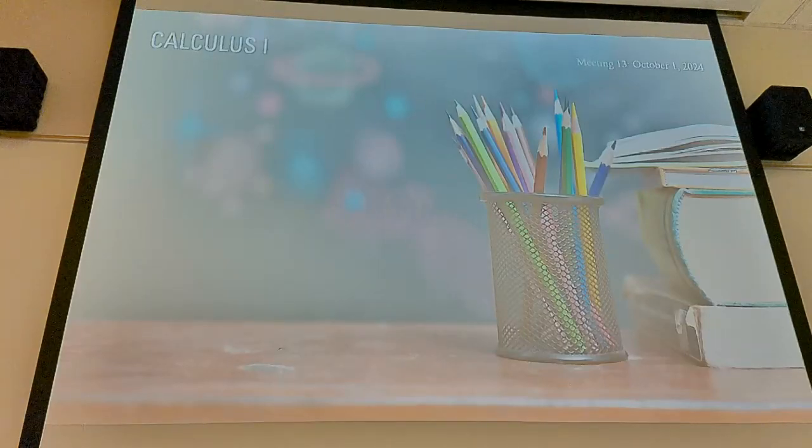We finished up the definition of the derivative, right? Now we're going to start studying the rules. This is going to make finding derivatives a heck of a lot easier.